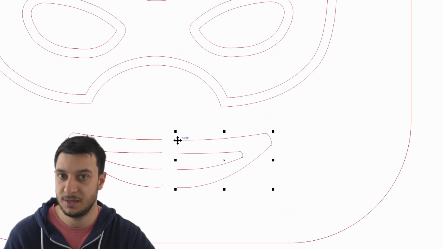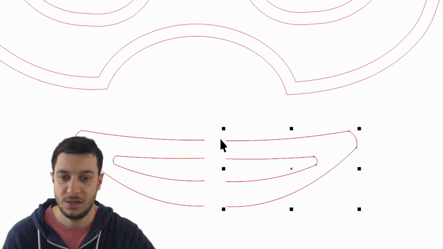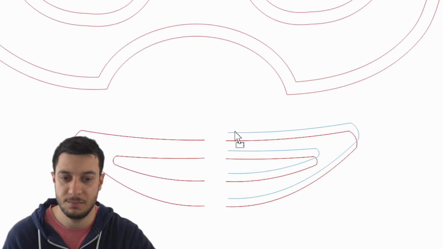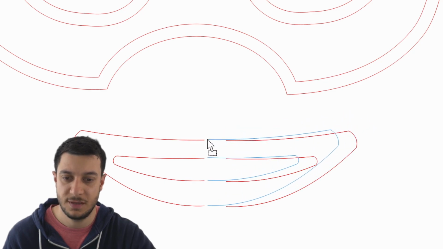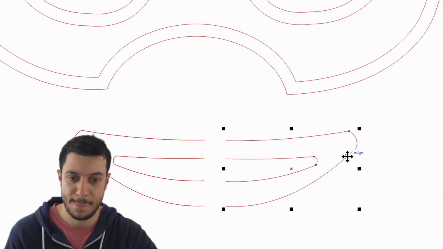So let me just zoom in so that's a bit more clear. You can see here I choose this node and I grab it so I can move this curve and I snap it to that other curve there. Okay, so we just move it like that.